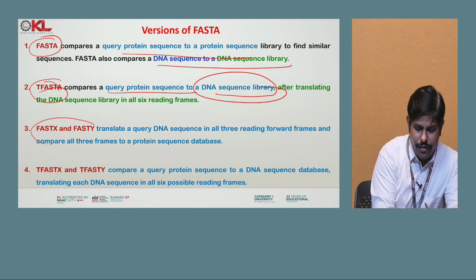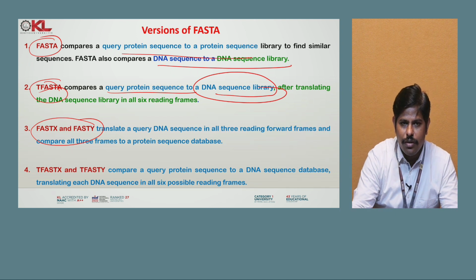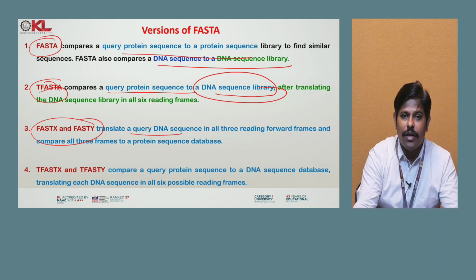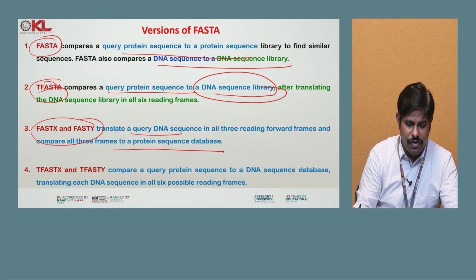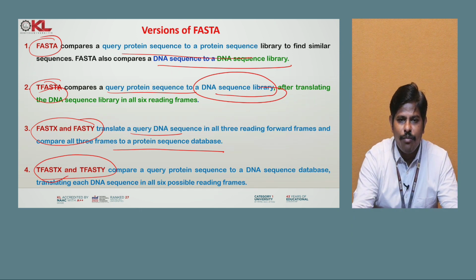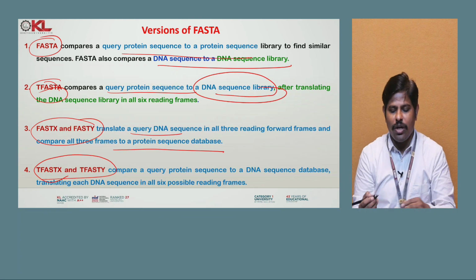Another version of Fasta is FastX and FastY. When your sequence is a DNA sequence, you convert it into all 3 reading frames on the forward strand and another 3 frames on the reverse strand, and compare with a protein sequence database. That is FastX and FastY, and TFastX and TFastY. You compare a protein sequence to a DNA sequence database by translating each DNA sequence into all 6 possible reading frames. So there are 4 different flavors of the Fasta algorithm.